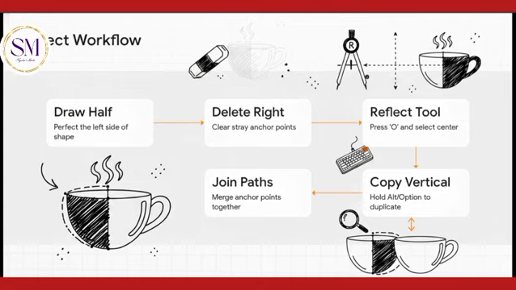Here is the workflow you're going to want to memorize. First, you only draw half the shape. Spend all your time getting the left side of that coffee cup perfectly smooth. Once it's good, delete the entire right side of your sketch. Clear away any stray anchor points.